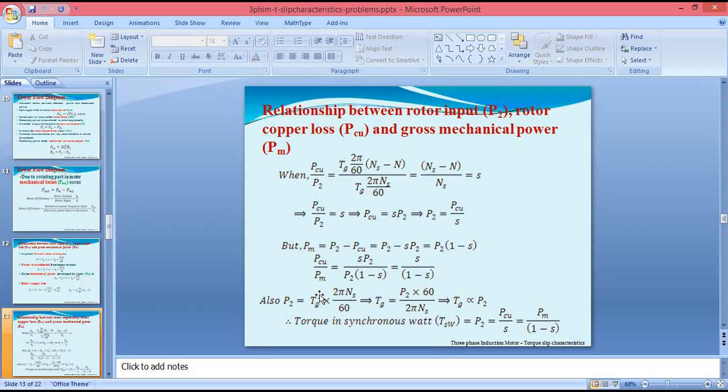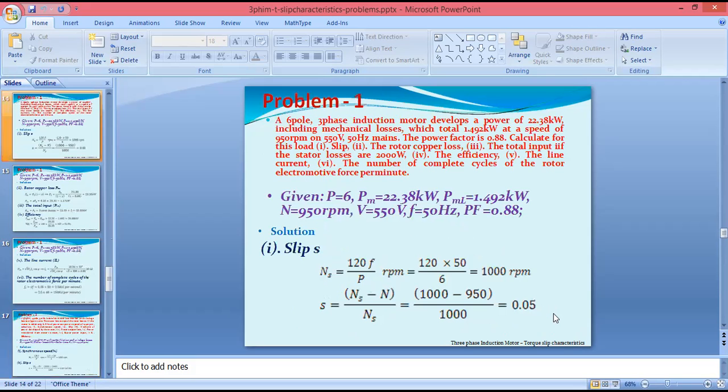Now when we solve for rotor power, you get the equation torque into 2 pi N upon 60. You can reconvert that into the torque equation, since torque is directly proportional to P2. So we can write torque in synchronous watts, which equals P2, equal to PCU by S. We can write PCU in terms of Pm upon 1 minus S, because Pm equals P2 into 1 minus S. So P2 becomes Pm upon 1 minus S. Here you get P2 in the form of mechanical power and slip. These equations will be needed, so we will solve some numericals.